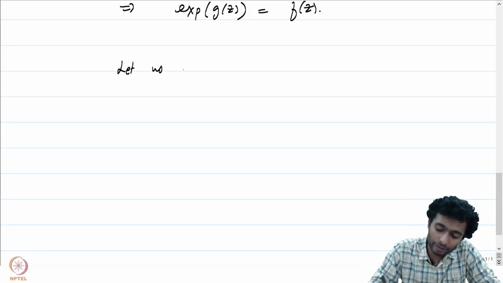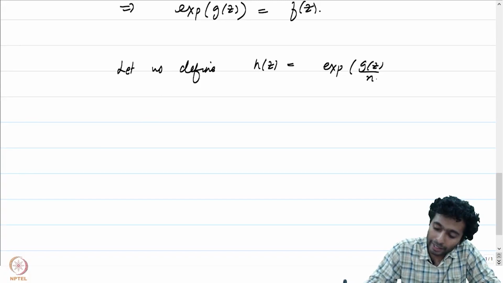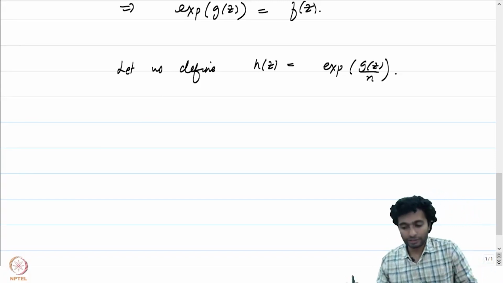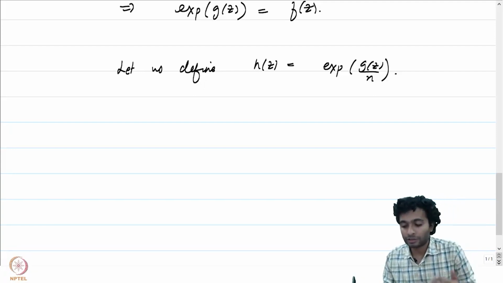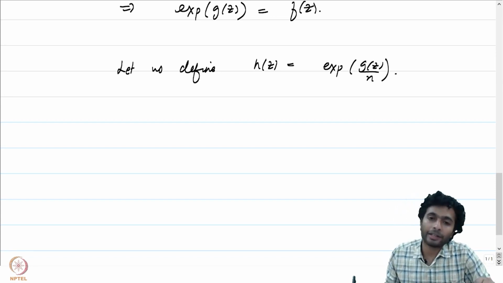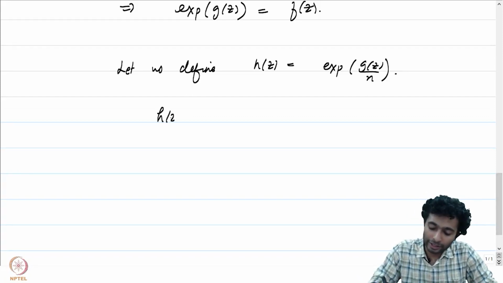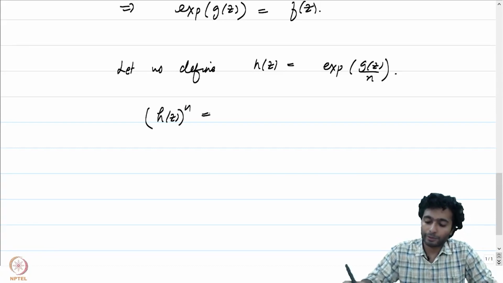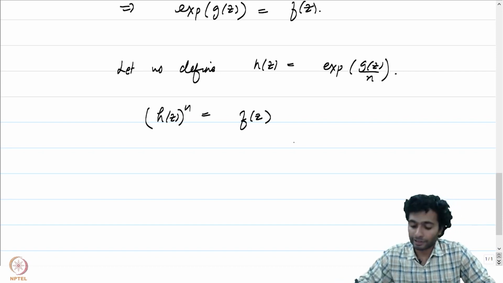Let's define h of z to be equal to exp of g of z by n. Notice that g of z is a holomorphic function on omega, so g of z by n is a holomorphic function, exp is entire, so exp composed with g of z by n is also going to be a holomorphic function on omega. And it's very easy and straightforward to sit down and check that h of z to the power n is going to be exp of g of z, which is equal to f of z. And that's precisely what we had set out before.